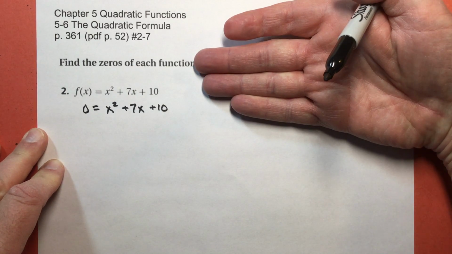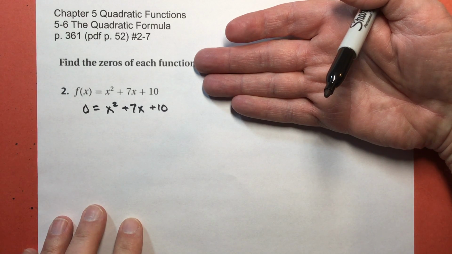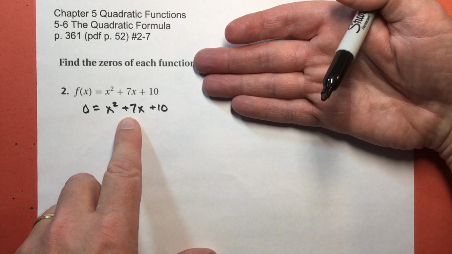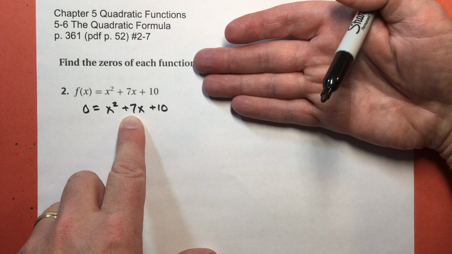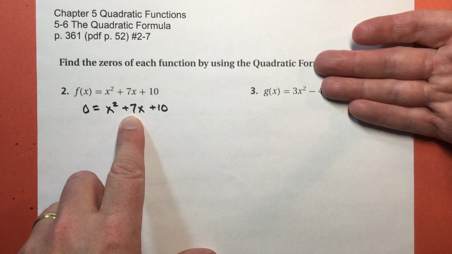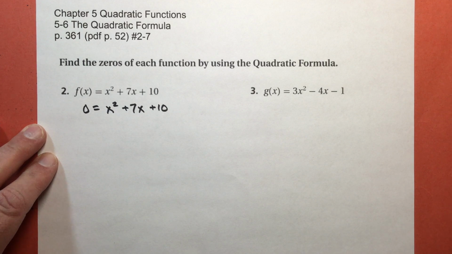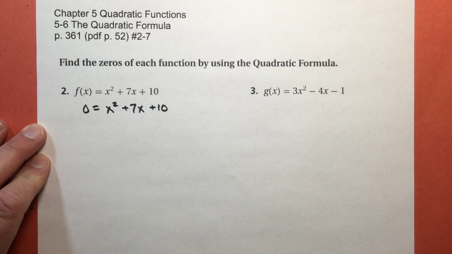Next, oh, and by the way, if I said just find the 0 of each function, do not use the quadratic formula for this. What two numbers multiply to give 10 but add to give 7? That's x plus 5 and x plus 2. So I'm going to end up getting -5 and -2. You can do the factoring in your head, but I've got to follow the directions. So I'm going to use the quadratic formula. Hopefully I get the same thing. If not, bad things are going to happen.